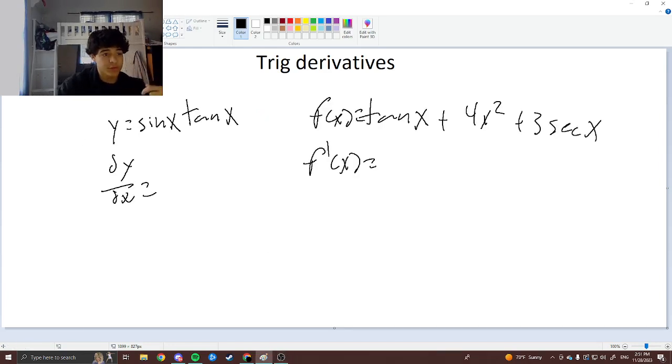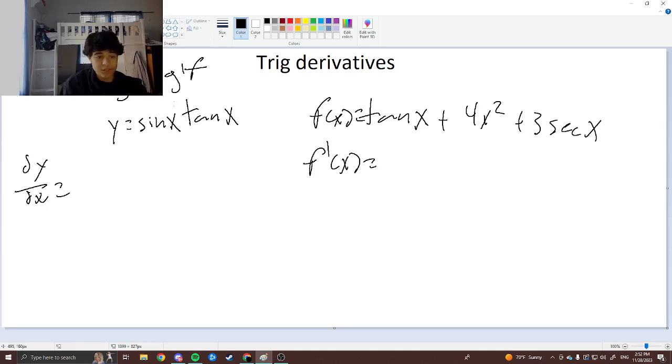So for the first one, we have y equals sine x tangent x. What is dy over dx? dy over dx just means the derivative. So what is this? This is product rule. Oh my goodness, product rule, so fun. So product rule is f prime g plus g prime f, right? So the first step is to label sine f and tangent g.